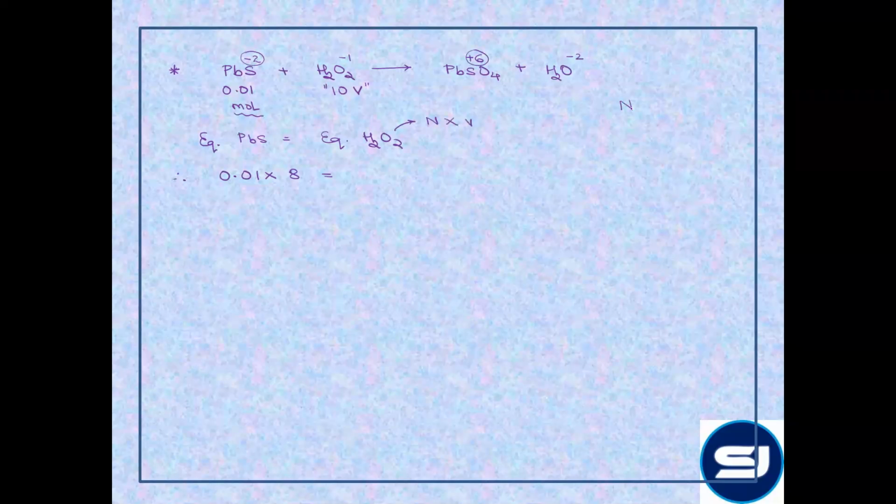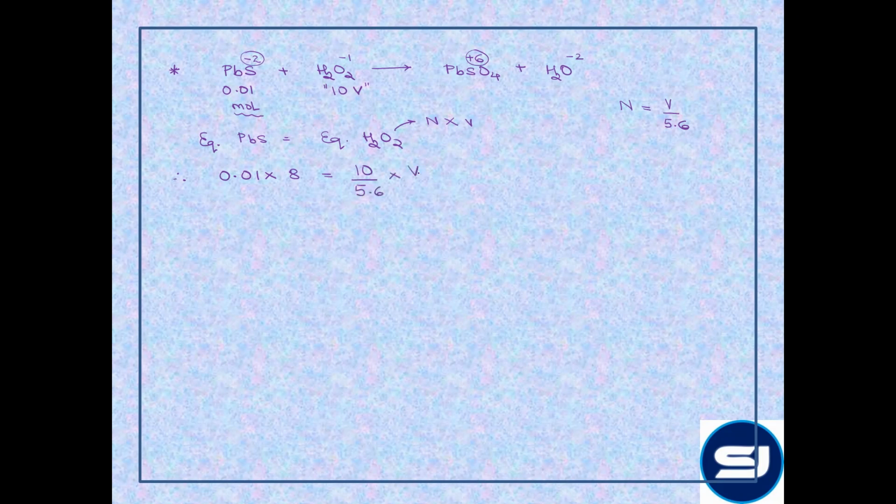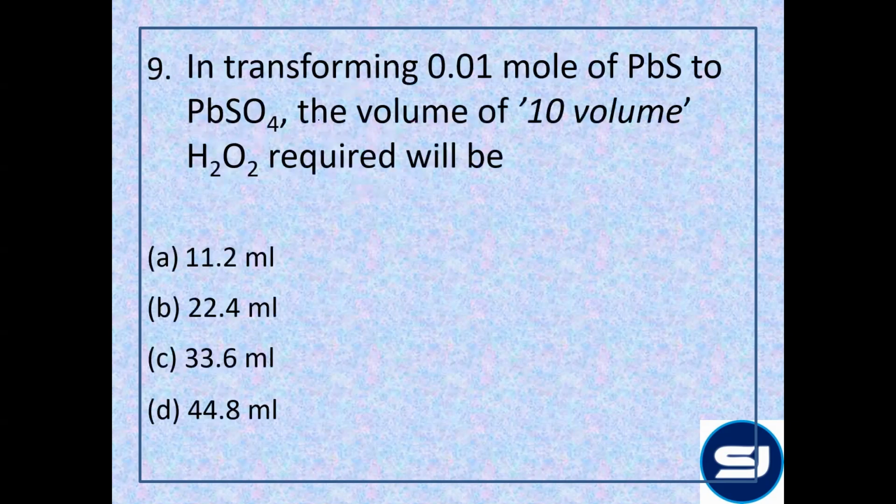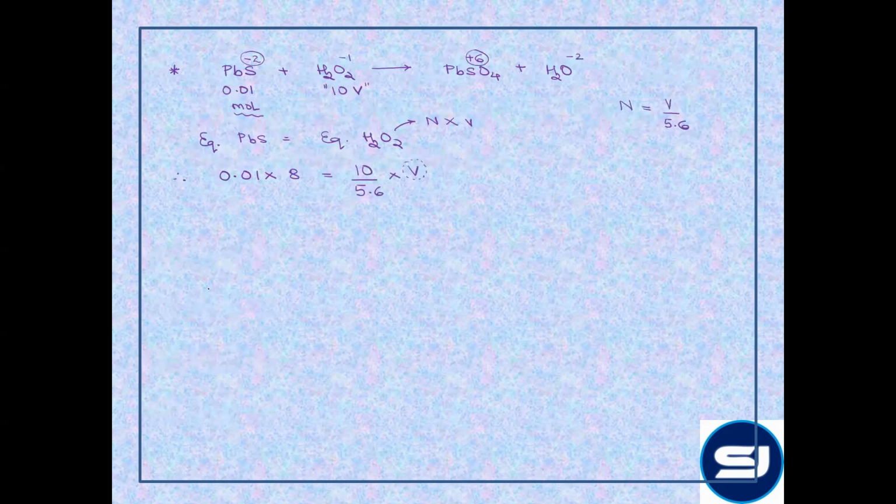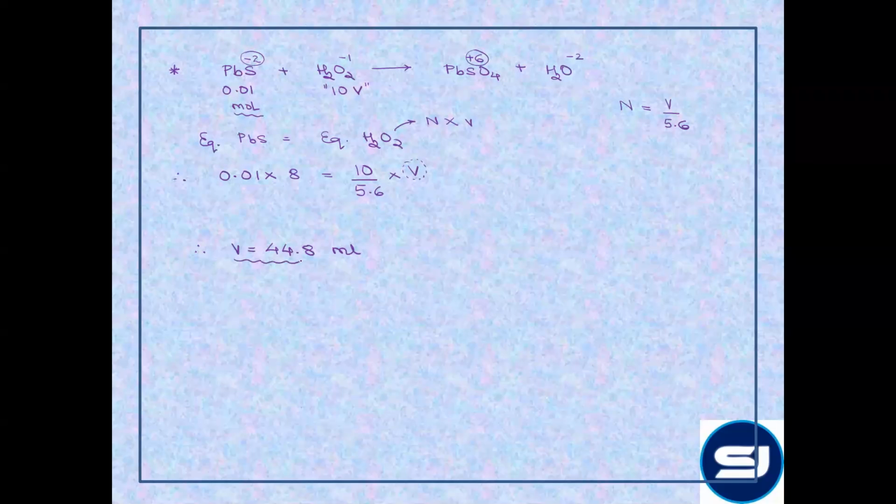Now how do you calculate normality for 10v H2O2? What was the formula? V by 5.6. Excellent. V by 5.6. तो जो 10v है उसको अपन 10 by 5.6 रख देंगे and this will be multiplied by v. That's it. Through this we will get the v यानी volume of hydrogen peroxide which is required for converting 0.01 mole of PbS into PbSO4. समझा? And this volume comes out to be 44.8 ml. Is the method clear?